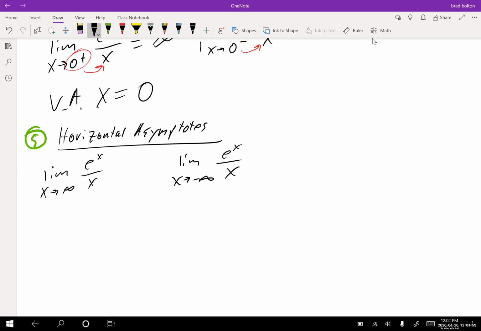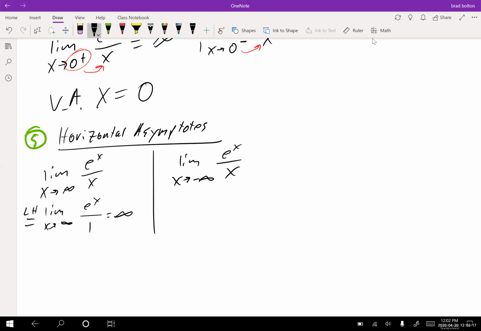So if we plug infinity in, we get infinity over infinity. But now we know L'Hopital's rule says that I could just take the derivative. So I'd have limit as x approaches infinity of e to the x over 1, which is infinity. So far, no horizontal asymptote.